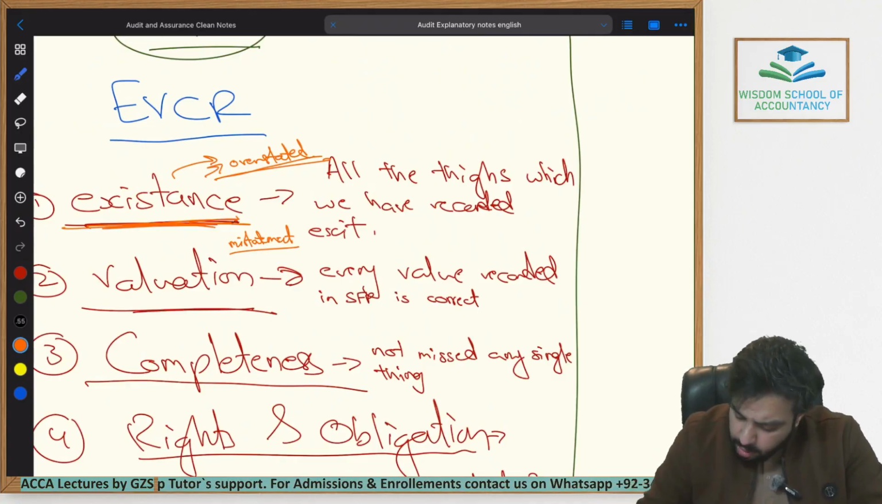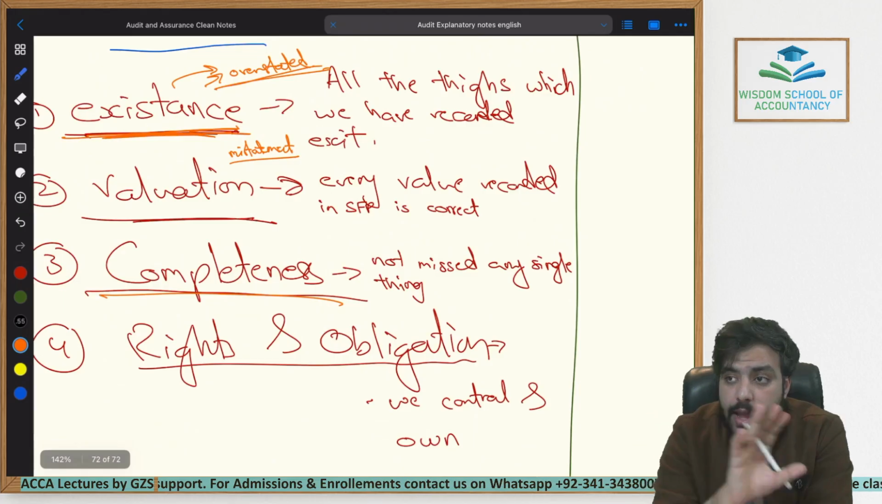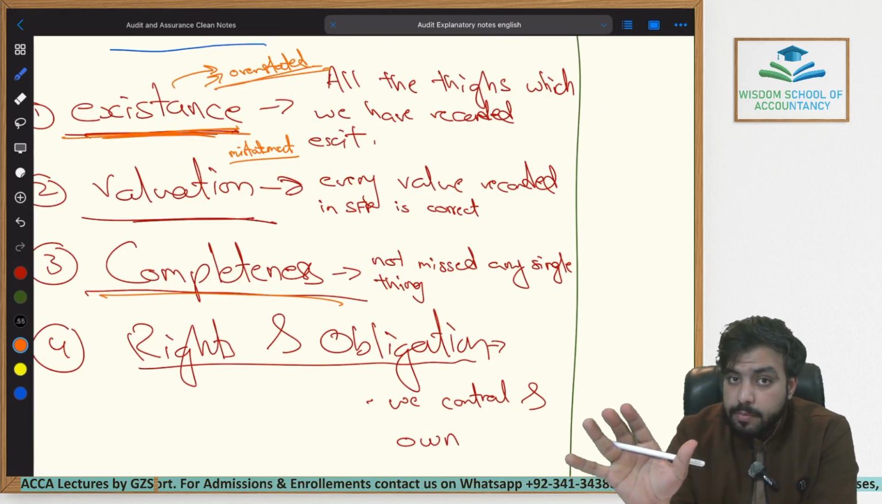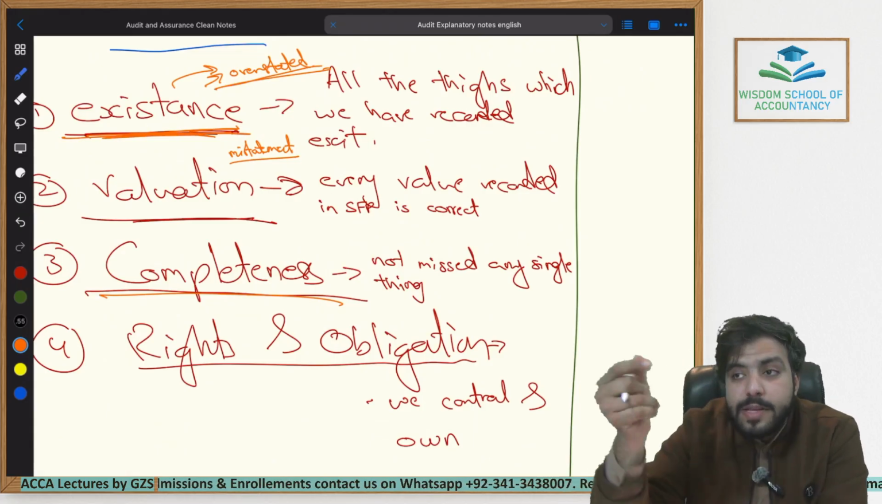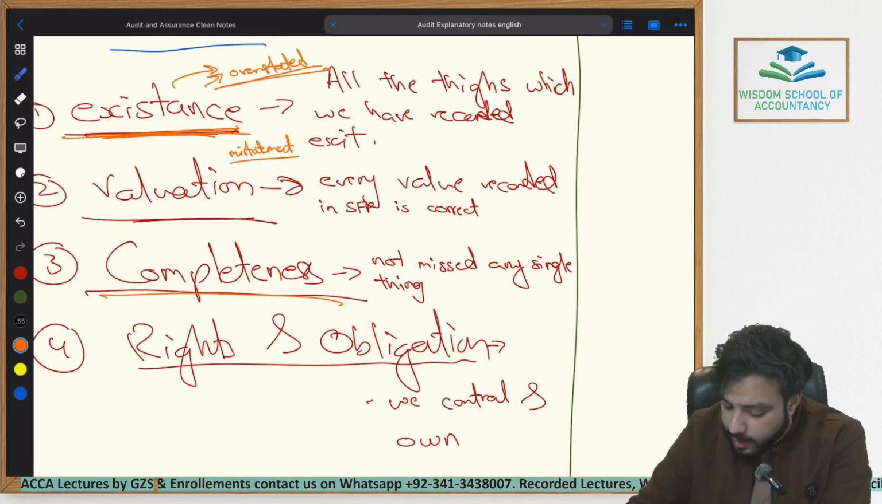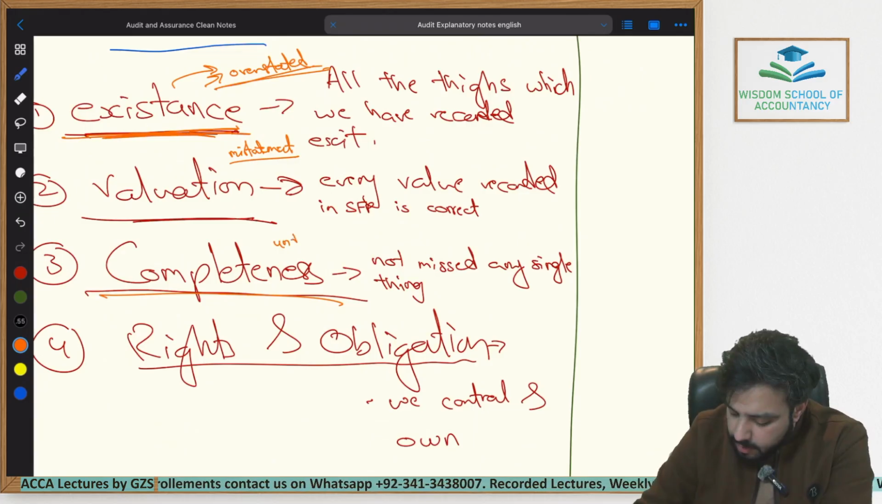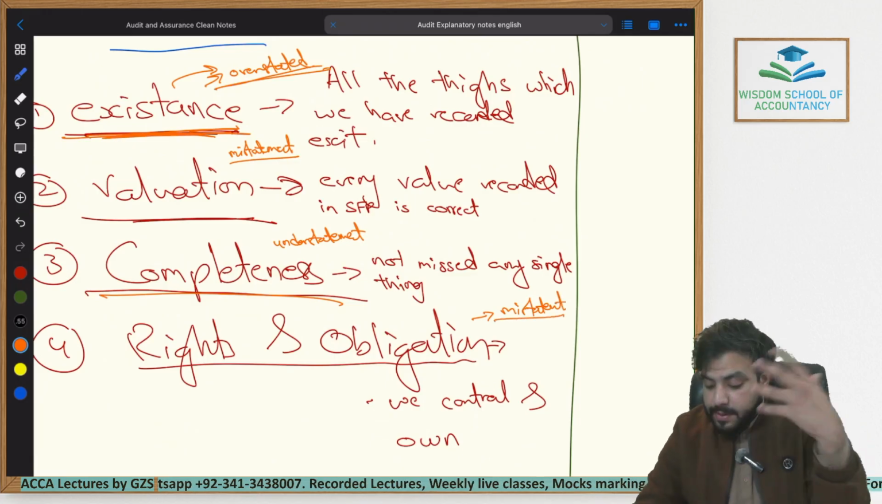All right. Coming towards completeness. If management is saying that we have not missed any single thing out, basically management is saying we have not under recorded something. This means that management is saying we have not understated something. So completeness is linked with understatement. When we come towards rights and obligations, this is also linked with misstatement. Majorly, we have to understand what it is linked with to understand the basic concept.